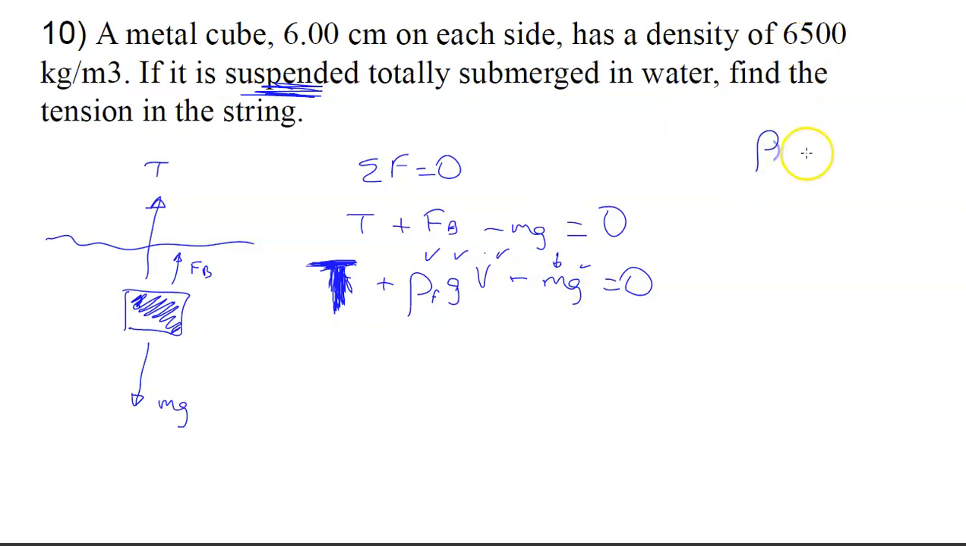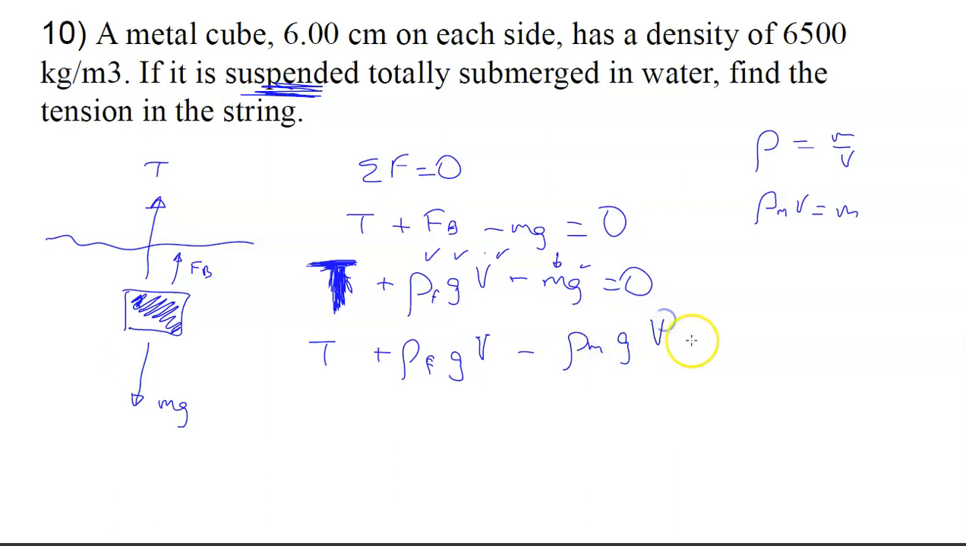And I can come over here on the side and say density equals mass divided by volume. So mass equals the density of the metal times the volume of the metal. And slip that into my expression. All right, and it is important to keep separate the density of the water and the density of the metal there, of course. But what are we looking for? T. I'm going to go ahead and add that to both sides, subtract this from both sides.